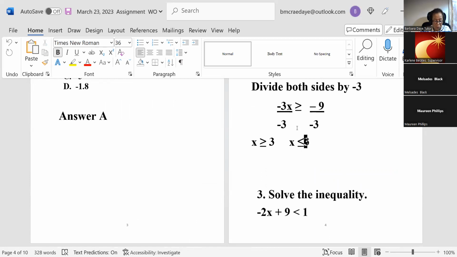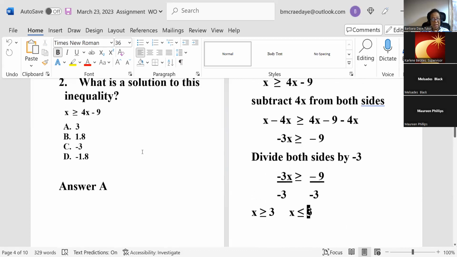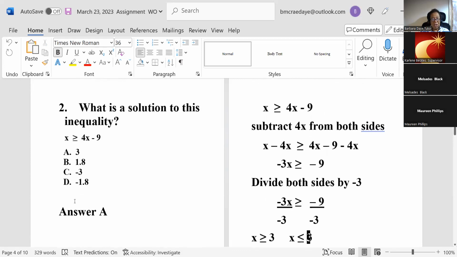If I had asked you for a different type of answer, it would have been x less than or equal to 3, because you divided by -3, so you reverse the inequality. But I didn't ask you that. I asked you what is a solution. A solution is the number 3, so answer A. Got it? Okay, yes, thank you.